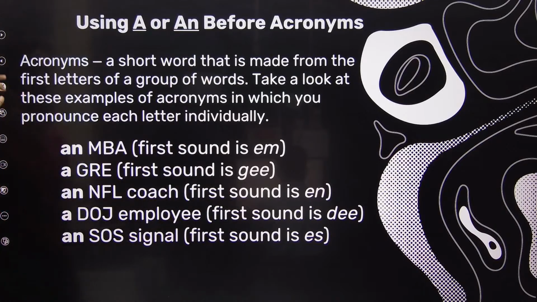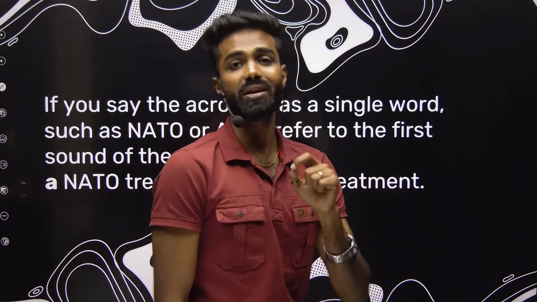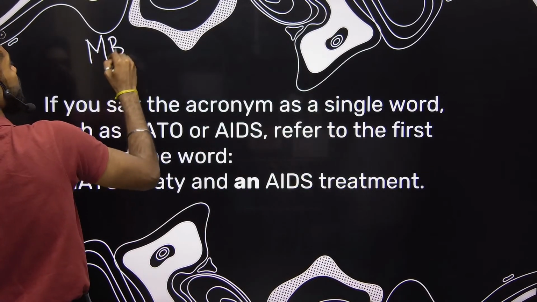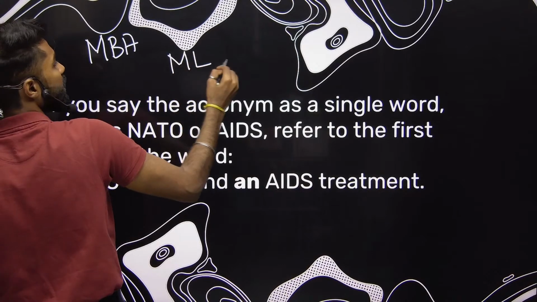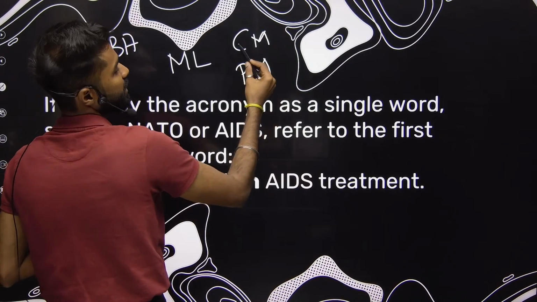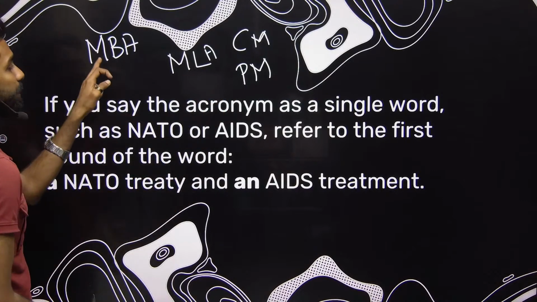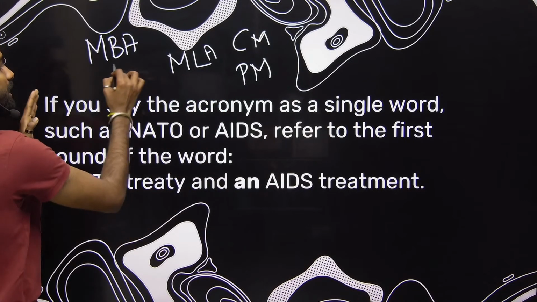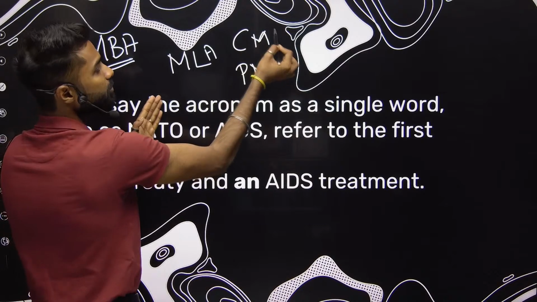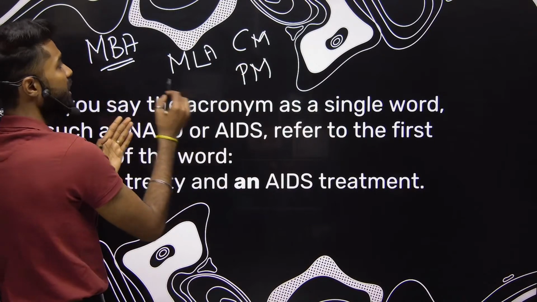Okay. Sir, some acronyms are produced individually, right? See, MBA, MLA, PM, Prime Minister, and CM, Chief Minister. MLA, Member of Legislative Assembly. MBA, Masters of Business Administration. All these are acronyms, okay? So these are called acronyms, right? And how am I pronouncing these?